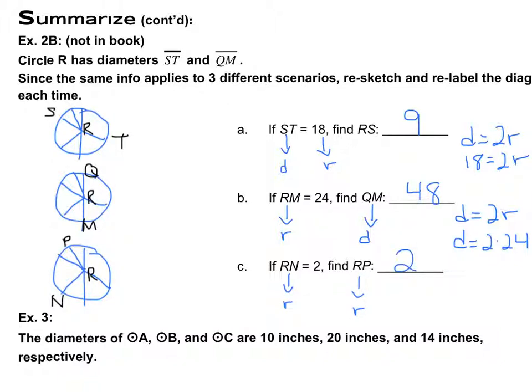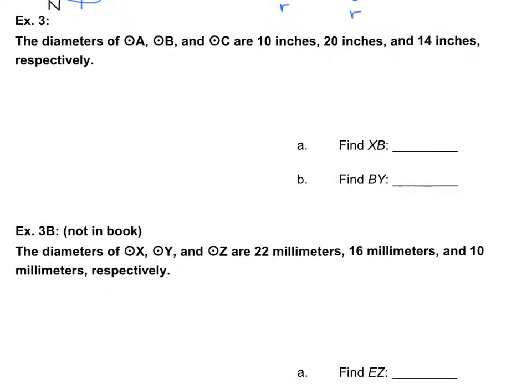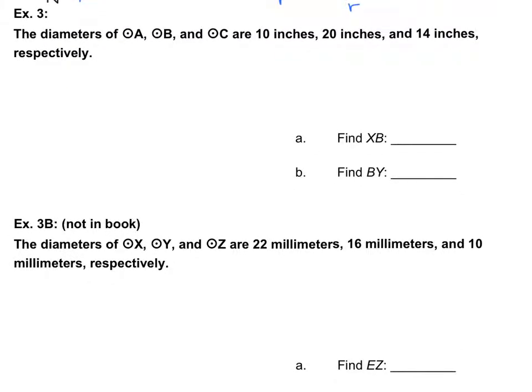Okay, the last little bit of this video is going to take the ideas of radius and diameter and start actually overlapping them in a diagram. So this diagram is a little bit more complicated to draw, so bear with me here. Let's read the example. It says the diameters of circle A, circle B, and circle C are 10 inches, 20 inches, and 14 inches respectively. Now just remember what that word respectively means, you guys. That just means that in the same order as it was stated, that's where the diameters are going to land.